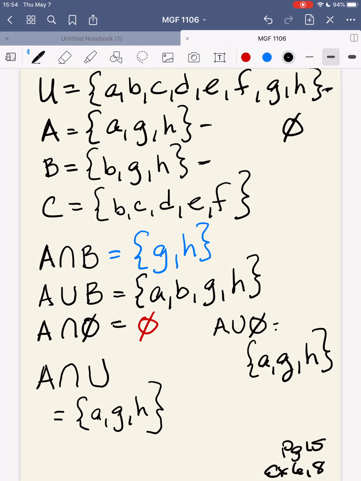Now, what would you think it would be if it was A union the universe, which would look kind of weird? A union U. It's going to be the whole universe. So this is going to equal our universe. All right. So make sure that you know the difference between union and intersection, and also the difference between and or or. All right.